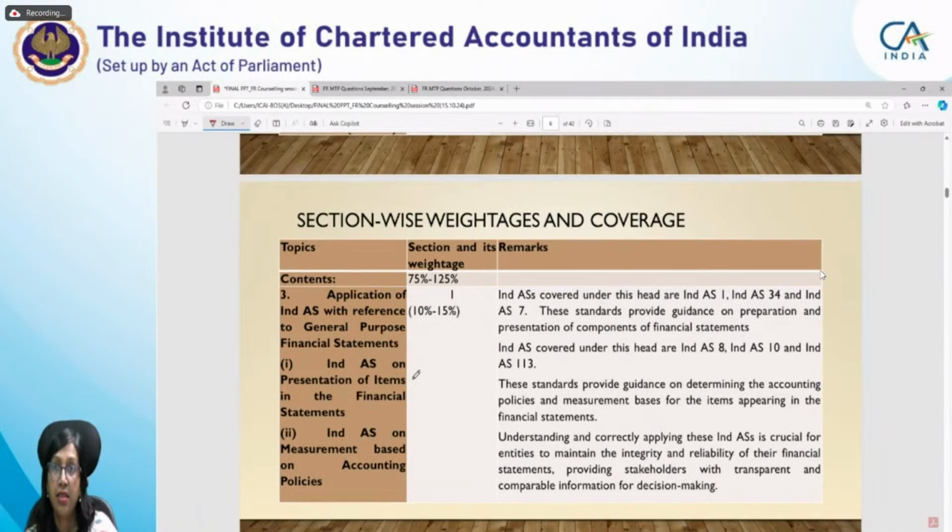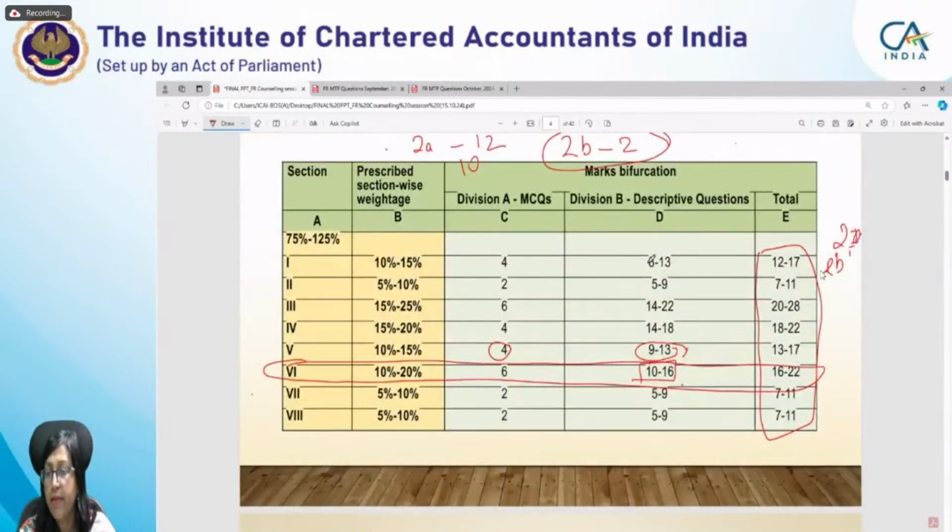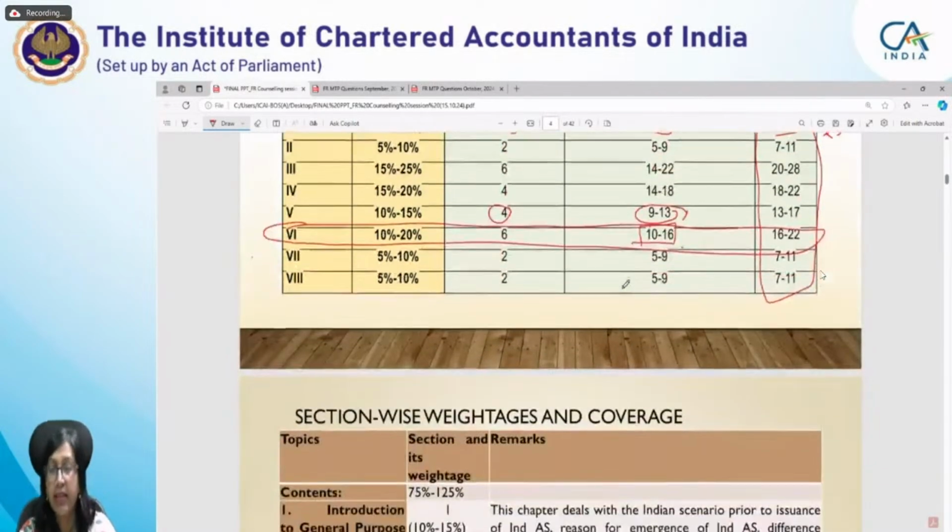On Ind AS 7, you may be asked for a full-fledged answer: the statement of cash flows, with cash flows from operating activities, financing activities and investing activities, all three. A full statement may be asked to draw. So there may be a good number of questions. Earlier, in Ind AS 1 and 34, I was saying the question may be of 4, 5 or 6 marks. But for Ind AS 7, a question may be of 8 or 10 marks also, because we have the scope. If I go up, you may see I have a range of 8 to 13 marks, and also 4 marks in your MCQ part. So collectively 12 to 17. So a question of 10 marks is quite possible here. A question may be asked for 10 marks in Section 1 on Ind AS 7 also.